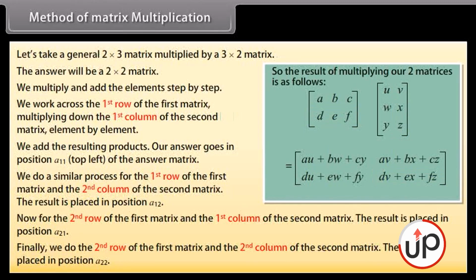So, the result of multiplying our two matrices is: the matrix with first row A, B, C and second row D, E, F, times the matrix with first row U, V, second row W, X and third row Y, Z, produces the matrix with first row AU plus BW plus CY, AV plus BX plus CZ, and second row DU plus EW plus FY, DV plus EX plus FZ.